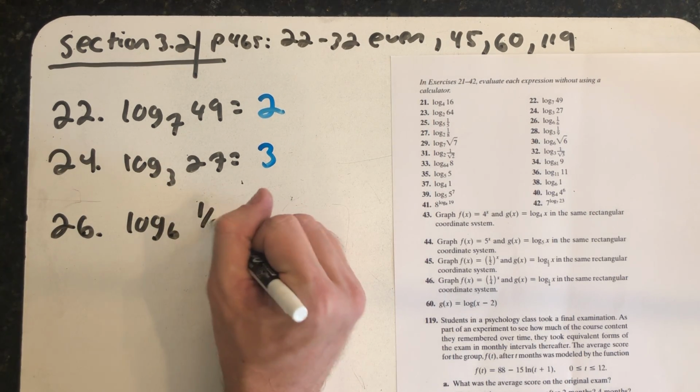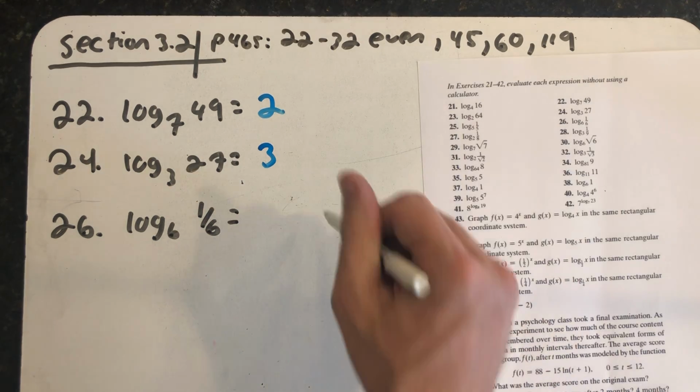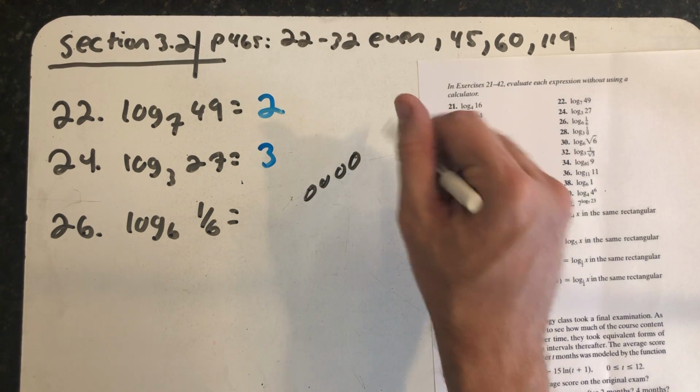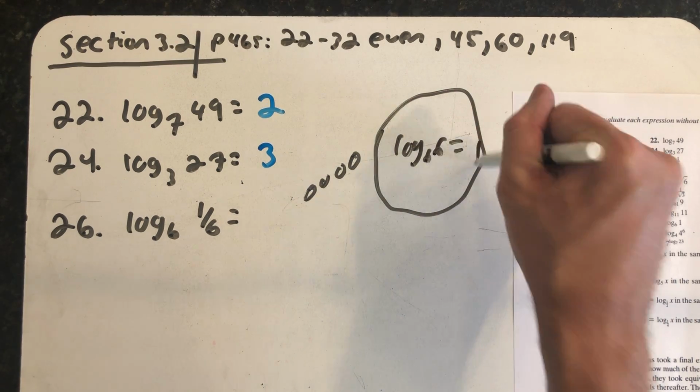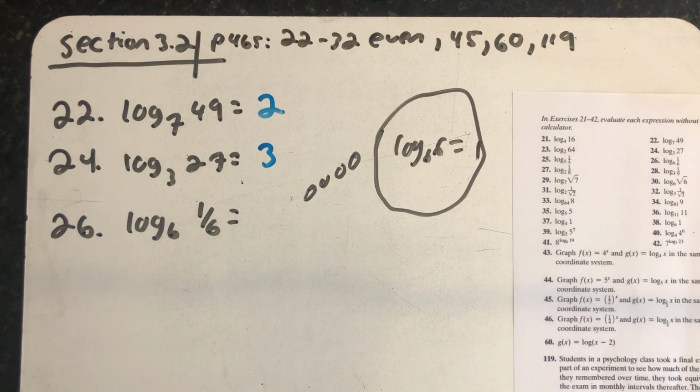Log base 6 of 1 over 6. Well, what I'm thinking here is if that was just a 6 in there, right, that'd be a 1. I raised 6 to the first power. Well, it's a reciprocal, so it must be a minus 1 to send that 6 to the bottom.